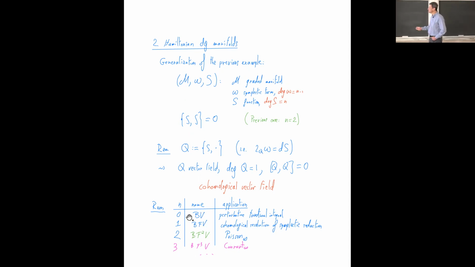Now, we use this terminology since 0 is BV and 1 is BFV, so we can say that in case 2 we speak of BF2V, and degree 3 is BF3V, and so on. And BF3V is actually related to Courant algebroids, also up to homotopy. I think Dima is the expert here.